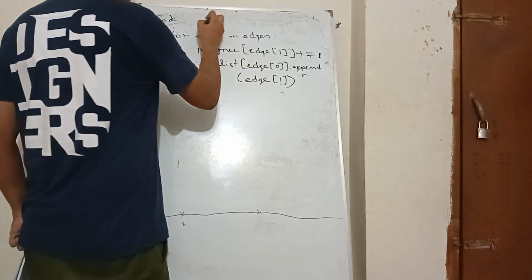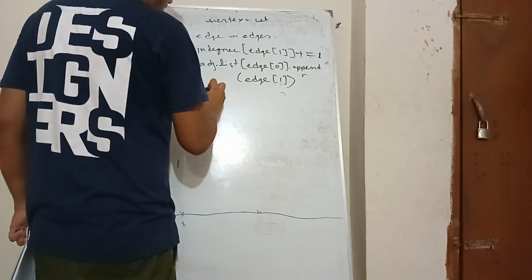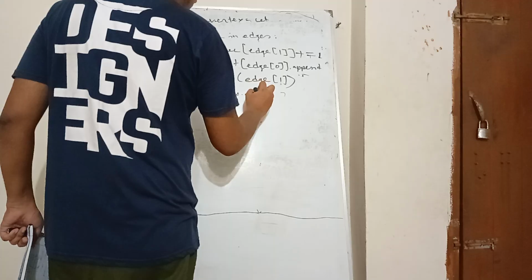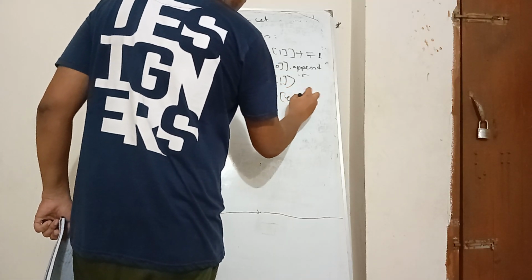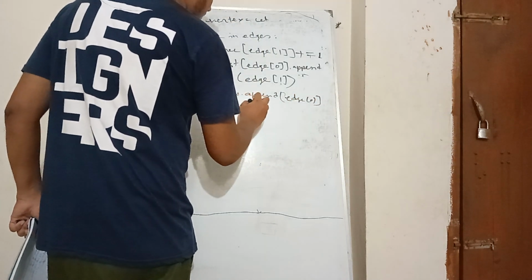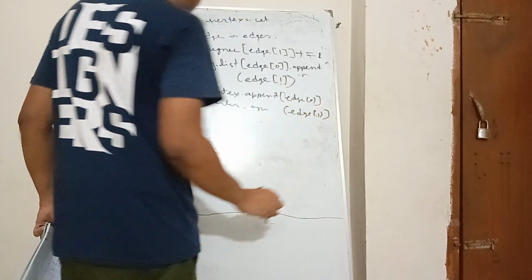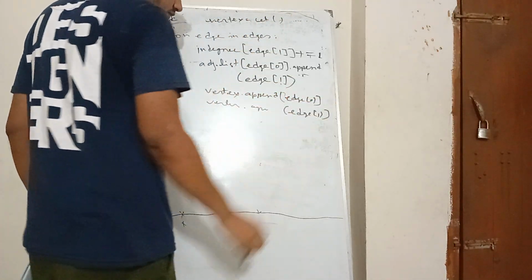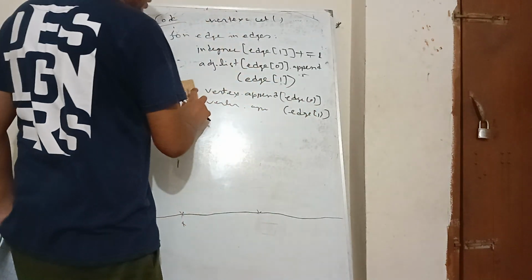Now we know vertex is a set. So we do vertex dot add edge 0, vertex dot add edge 1. As vertex is a set, any duplicate will be removed, only the unique vertices will be contained in vertex.